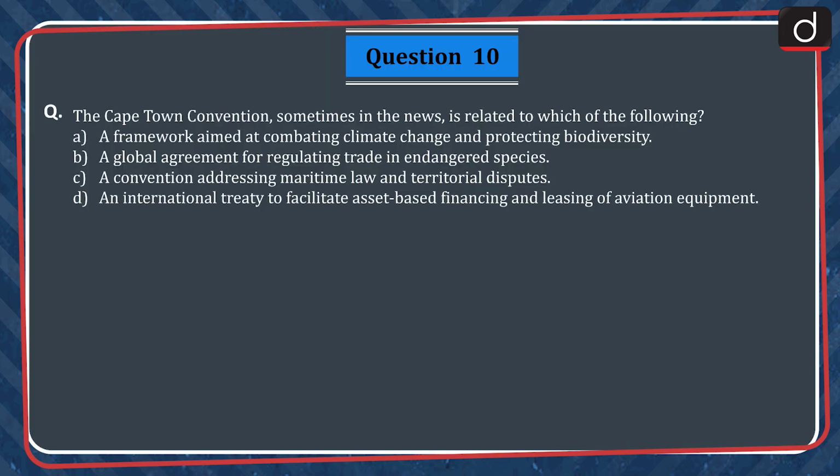The last question is, the Cape Town Convention, sometimes in the news, is related to which of the following? A framework aimed at combating climate change and protecting biodiversity, a global agreement for regulating trade in endangered species, a convention addressing maritime law and territorial disputes, or an international treaty to facilitate asset-based financing and leasing of aviation equipment. The correct answer is option D.